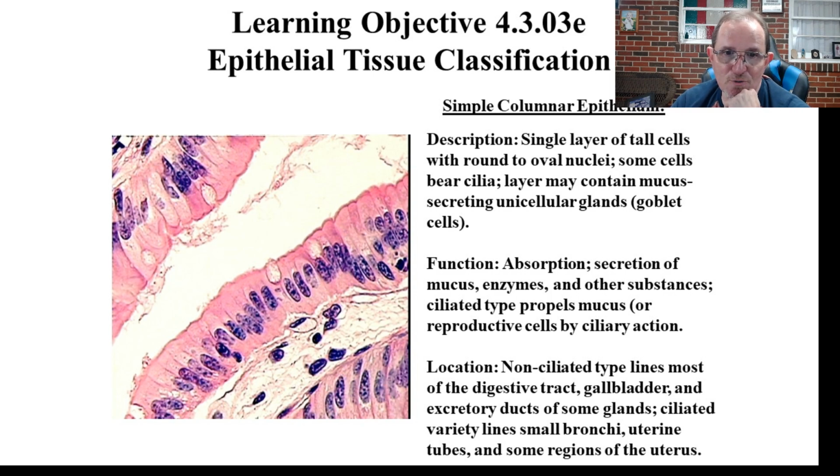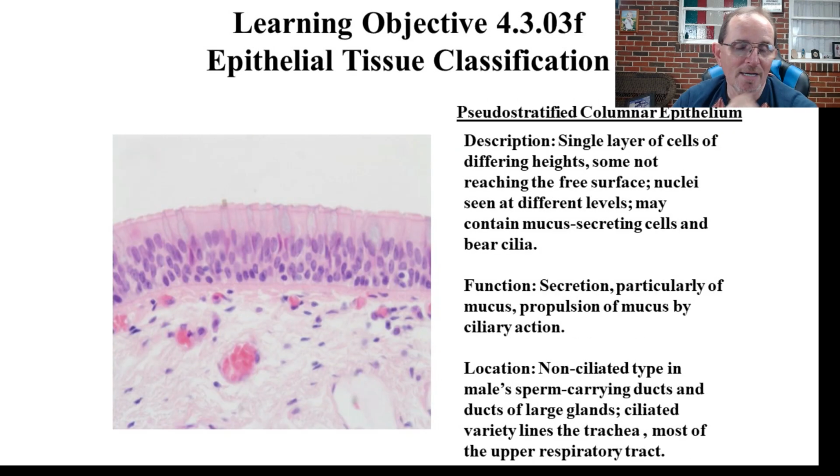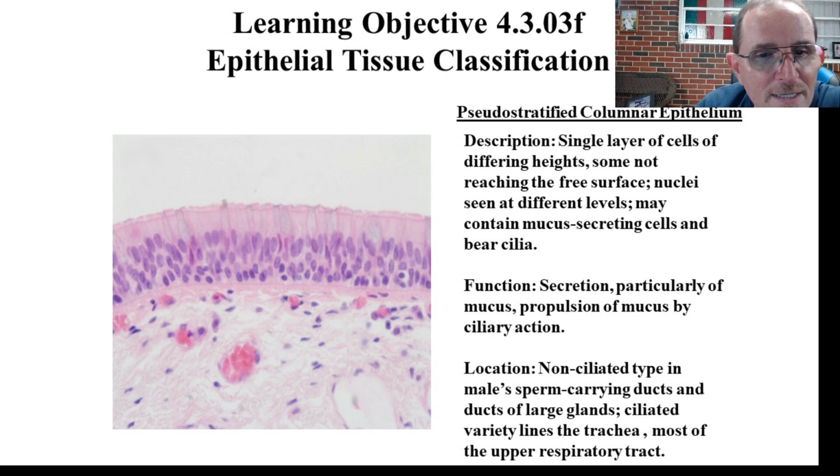These guys also do some absorption and secretion of mucus and enzymes. We'll talk more about the ciliated type. These are what line the GI tract and other places. There's a lot. Now here's the kind with the cilia. I don't know if you guys can see. Okay, you can see the nuclei. Now some of these look smaller, but they still look elongated.